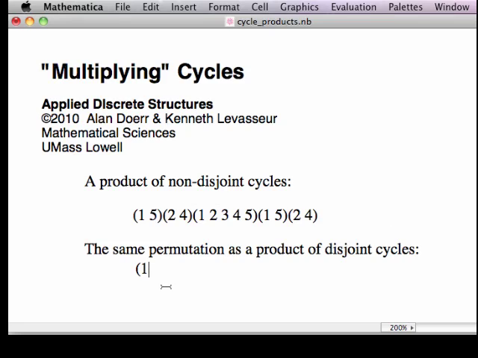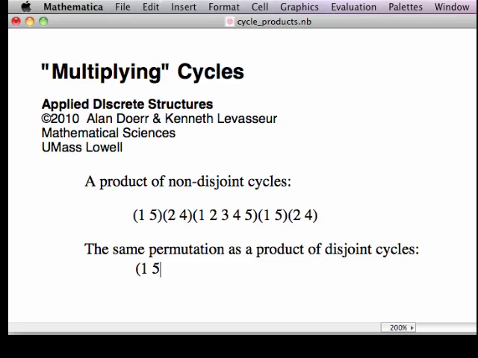So starting with 1, we move to the left, and 1 is moved by this cycle to 5, but then the next cycle moves 5 back to 1, and finally 1 moves back to 5 again in the last cycle, which is a transposition. Any cycle of length 2 is a transposition. So 1 moves to 5. And now we continue with 5.